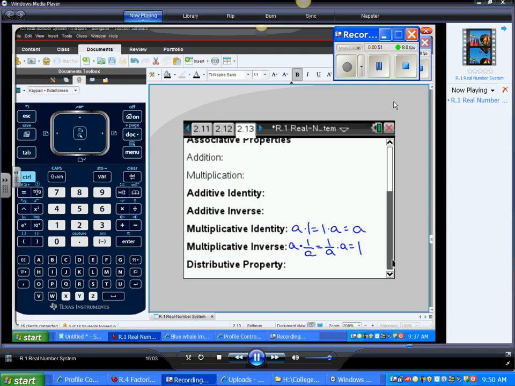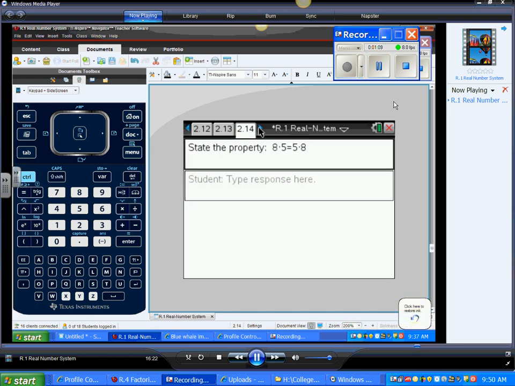Distributive property, this is a quick, easy one for you guys. a times (b plus c) is ab plus ac. You guys have been doing distributive property for a very long time now. Okay? Make sure you have all these written down. You do need to know them. Moving on to the next.